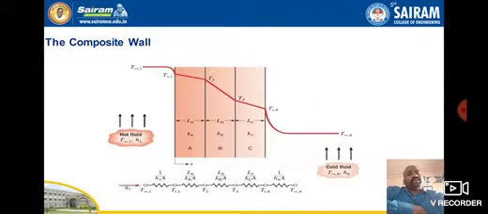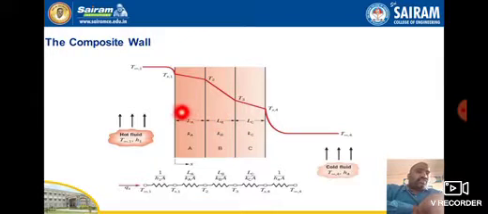Let us discuss what is meant by a composite wall. If the wall is made up of more than one or two materials, we call it a composite wall. Suppose you supply heat at one surface of the wall, what will be the rate of heat transfer with different materials? Okay, so this is the concept. Here LA is the thickness of the first material, LB is the second material, and LC is the third material.